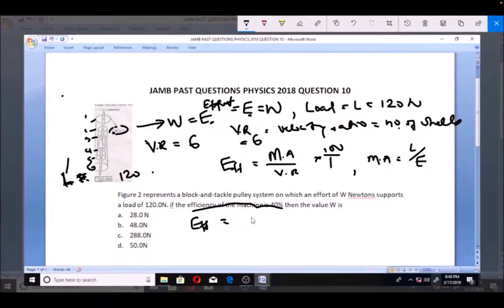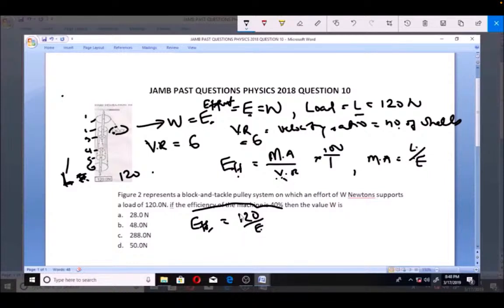So having known all this formula, we can now calculate efficiency. Efficiency is equal to MA. MA is L over E, and L is 120 from here, all over E. So in place of MA, I'm putting L over E. Then this all over VR. This is efficiency equal to MA over VR, and MA is already L over E, which is 120 over E.